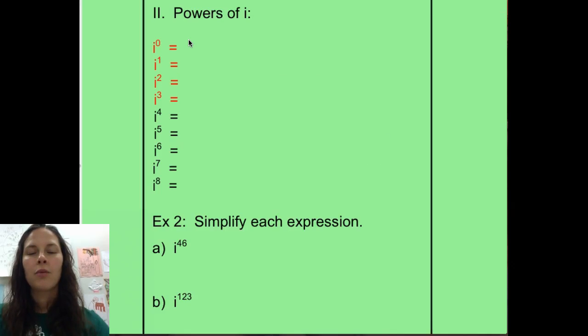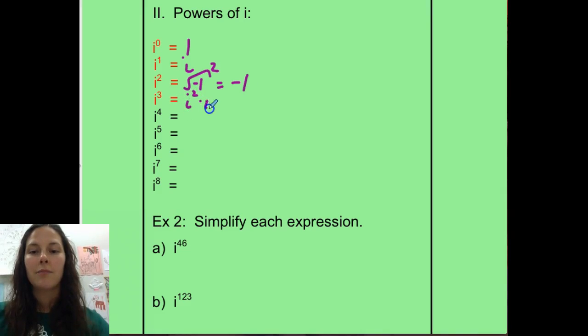We're going to take a quick look at the powers of i so that we can see the cycle that occurs as the powers increase. First of all, anything to the 0 power is 1, including the imaginary number. i to the first power would just be i. i squared would be the square root of negative 1 squared, which is negative 1. i cubed is i squared times i. i squared is negative 1, so i cubed is negative i. i to the fourth is i squared times i squared, which is negative 1 times negative 1, or positive 1.